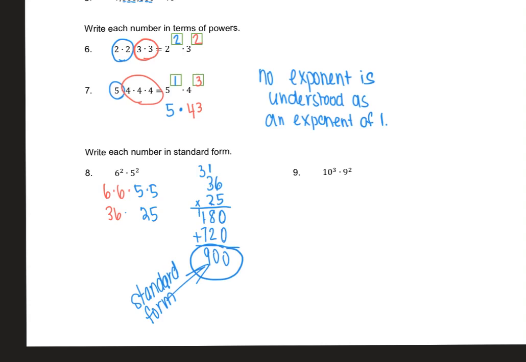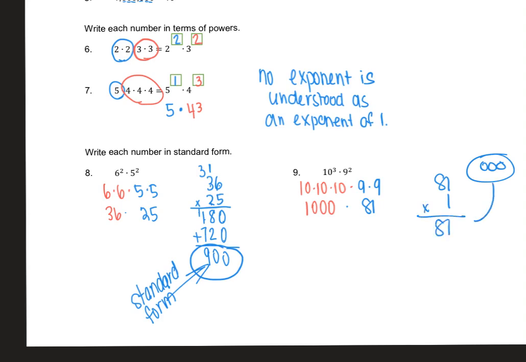Now, if we want 10 to the third times 9 to the second, we want 10 times 10 times 10 times 9 times 9. So 10 times 10 times 10 is going to be 1 with 3 zeros attached, or 1,000, and 9 times 9 is 81. Well, remember the trick we learned. That's 81 times 1, and then we can add the 3 zeros afterwards. So 81 times 1 is just 81, and then we can attach those 3 zeros to the end and get 81,000. And that's it.